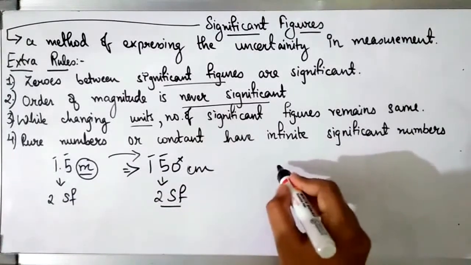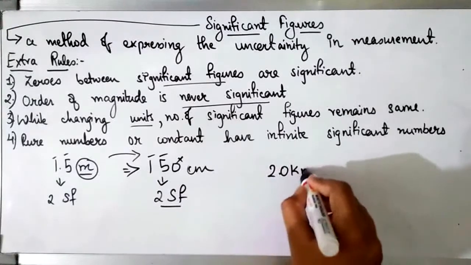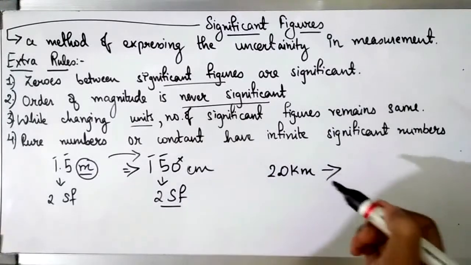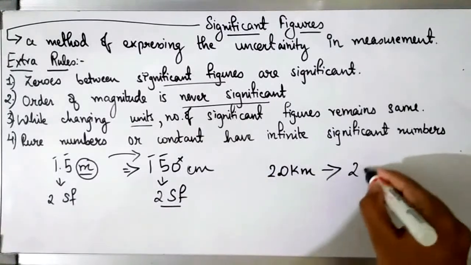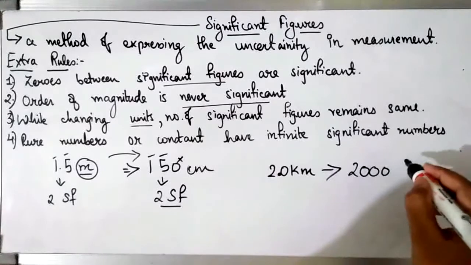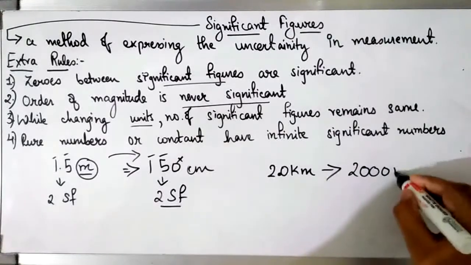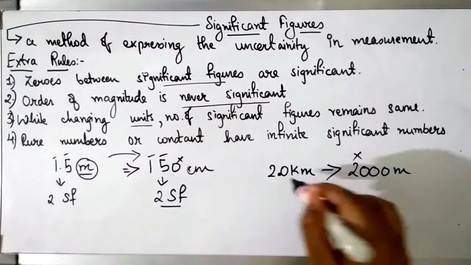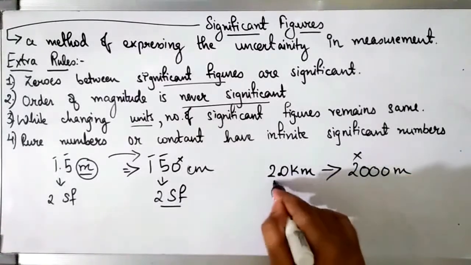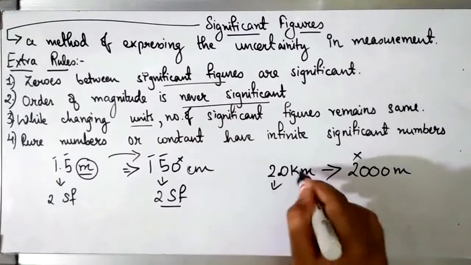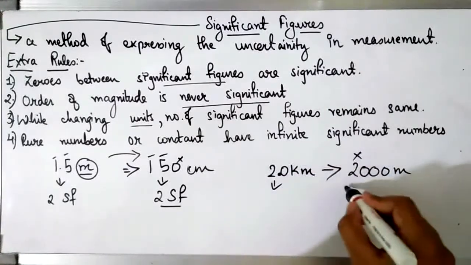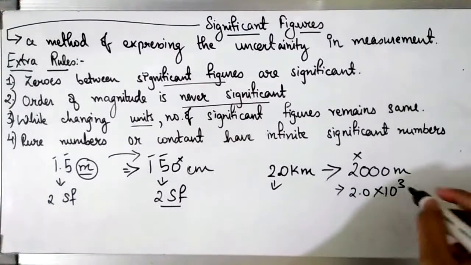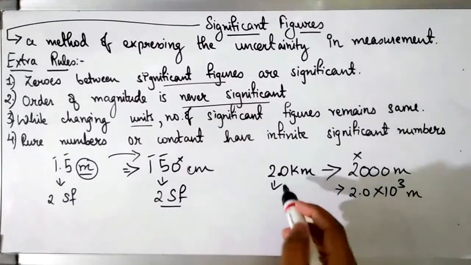Like we have 2.0 kilometers. If we change this to meters, what happens is it becomes 2000 meters. Now here this is wrong. According to our significant figures, this is wrong, because if they give us 2.0 kilometers, then it should be written in 2.0 into 10 to the power 3 meters. Now I'll tell you how it is done.